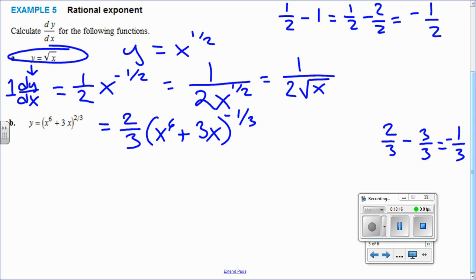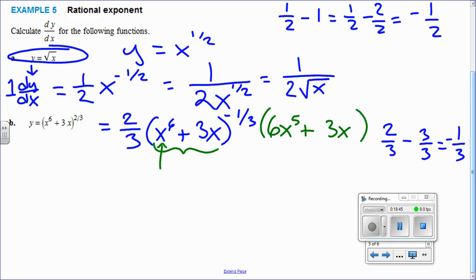Are we done? No, because we have to get the derivative of x to the 6th plus 3x. Very good, 6x. And how do we call that, when we put them together? Chain rule, yes. So the derivative of the inside will be 6x to the 3rd power plus 3x.